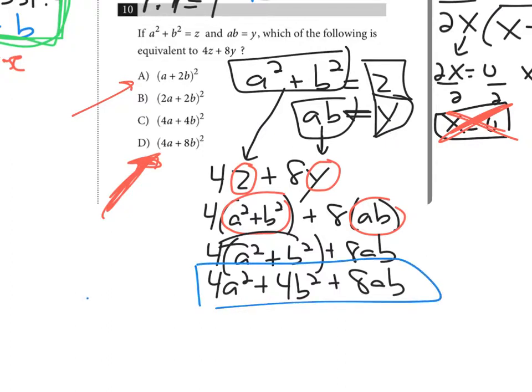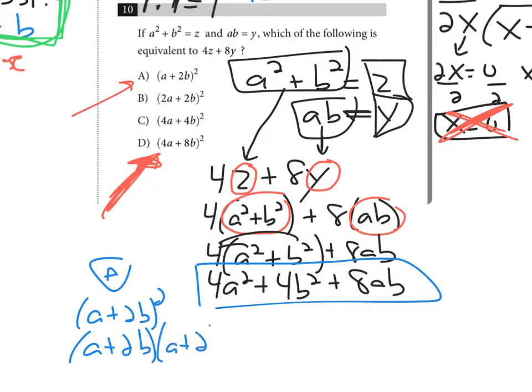So for example, letter A, a plus 2b squared, that's the same as a plus 2b times a plus 2b. If I FOIL that, here I'm going to have a times a, which is a squared. It's already no good because I need 4a squared. So answer choice A is not correct.